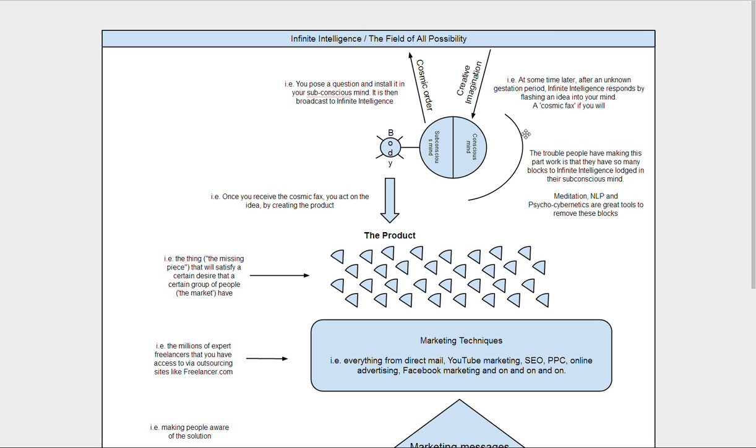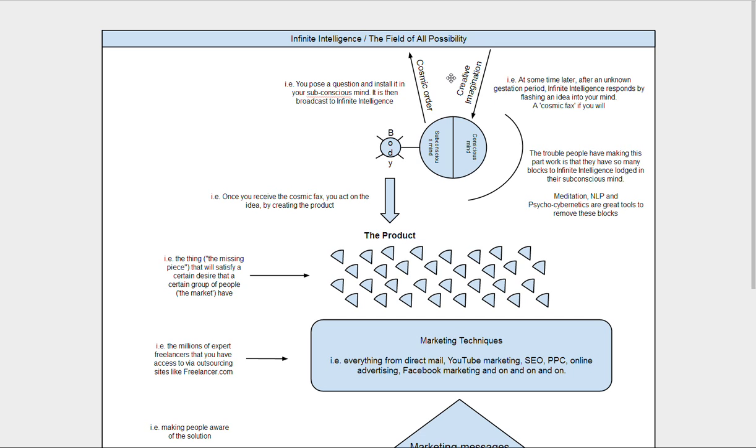Now, I put here, this little roundy thing, is this note. I put the trouble people have making this part work is that they have so many blocks to infinite intelligence lodged in their subconscious mind. Just like I said, with Abraham Hicks, Ask and It Is Given, it's called the art of allowing, because if we're constantly broadcasting our desires and our wants from our unconscious mind anyway, then if there were no blocks, everything would just come to you, right? But that's not how it works. We've got all kinds of junk, limiting beliefs, and God knows what lodged in our unconscious mind that's blocking that stuff from coming to us.